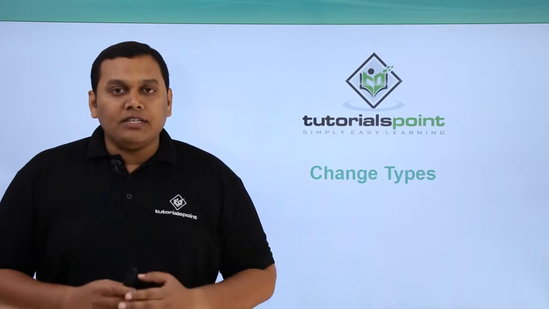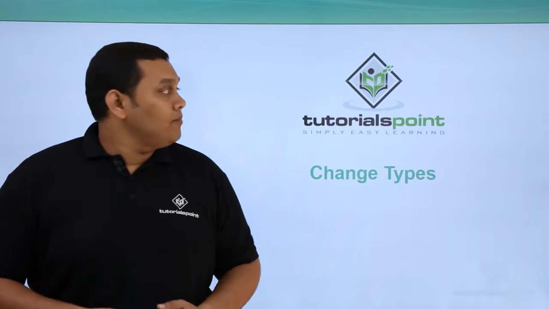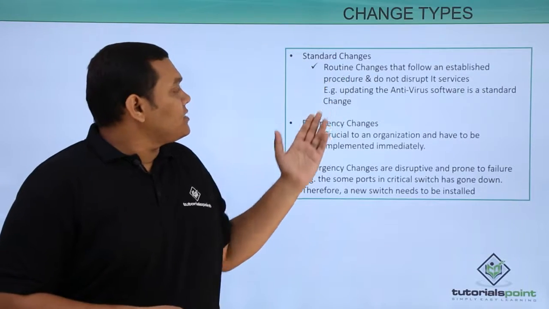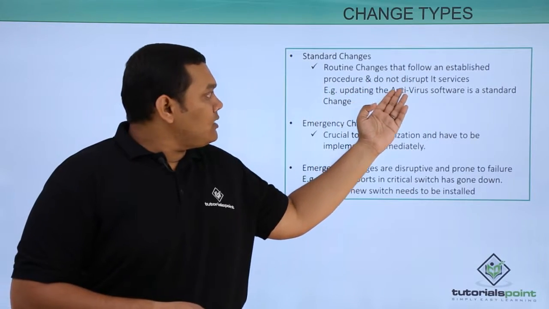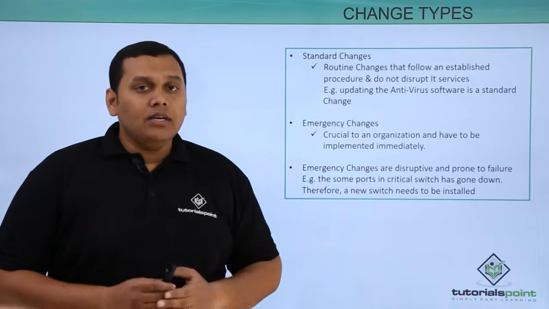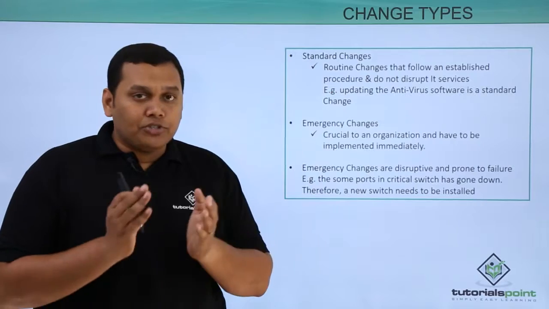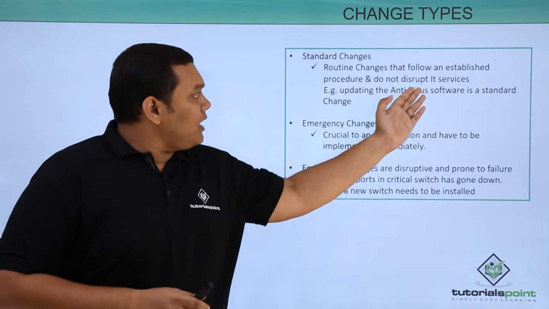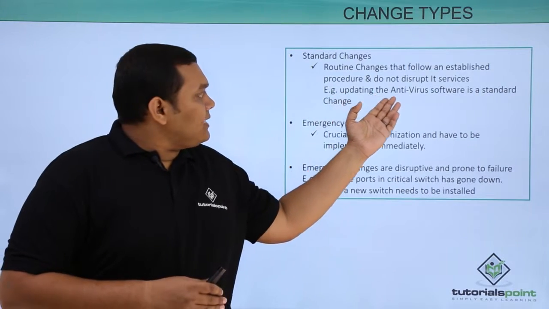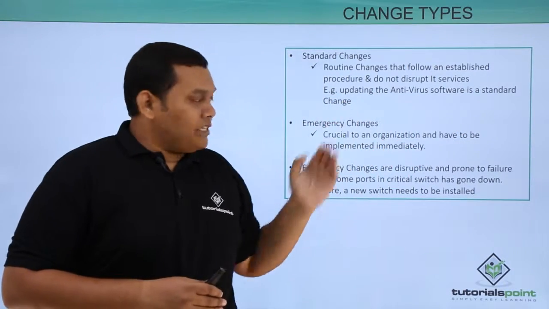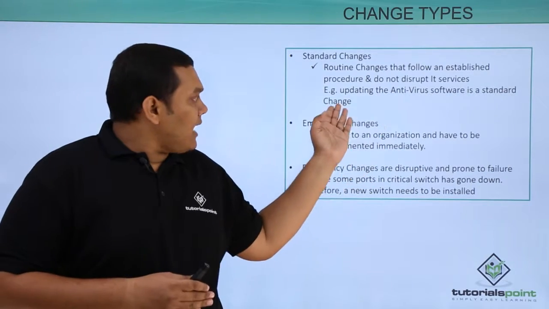In this video, we are going to discuss change types. So, how many types of changes are available? The first one is standard changes, routine changes that follow an established procedure and do not disrupt IT services. That means routine changes which are regular and also follow established procedure and do not disrupt the IT services. An example is updating the antivirus software, which is a standard change. So, updating an antivirus or any other software comes under a standard change.